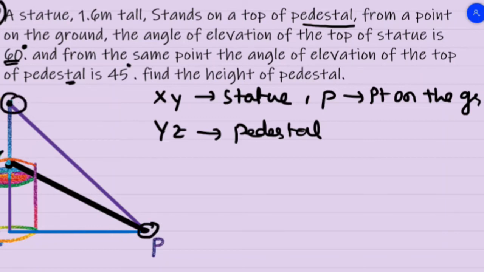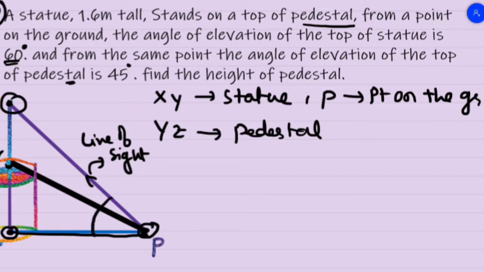From this point, this is the horizontal line, and this horizontal line is joining the bottom of the pedestal to the point P on the ground. So this is the vertical line. With this vertical line, this is the line of sight. This line of sight is making an angle of how much? 60 degrees, going to the top. So here, this is 60 degrees.